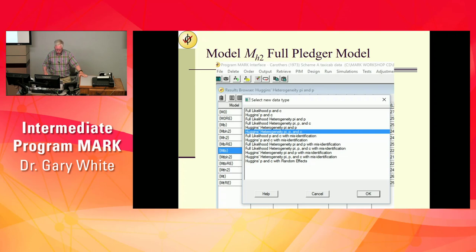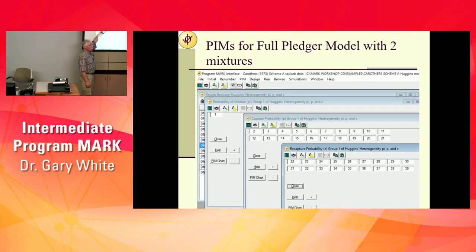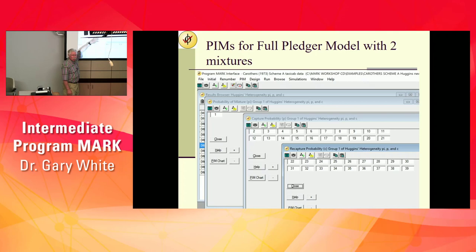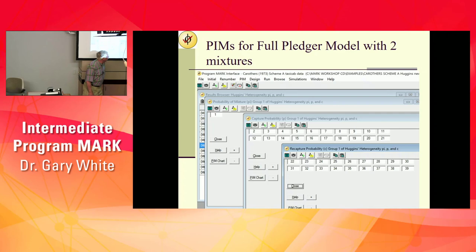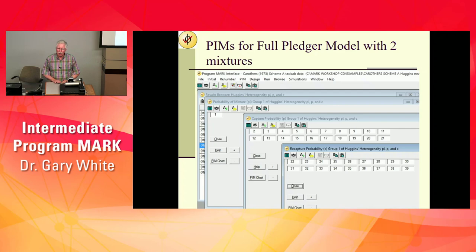Okay, now let's come back and pick the Huggins pi P and C. And now this is where the fun starts. Here's our pi. Here's our P's for mixture A and mixture B. And here's our C's, mixture A and mixture B. So you can see we got an issue here. We got 39 parameters. We're not going to estimate 39 parameters. We'd never be able to estimate 39 parameters. So how do we get around it?